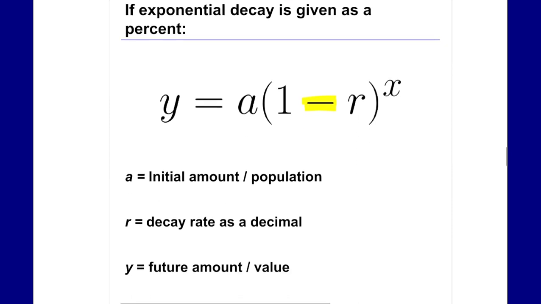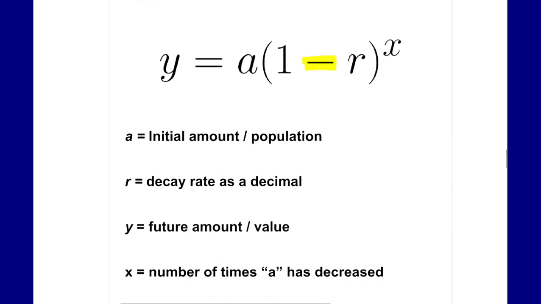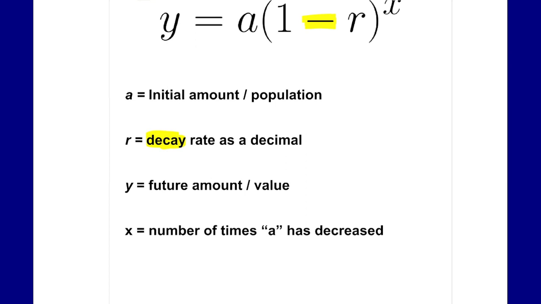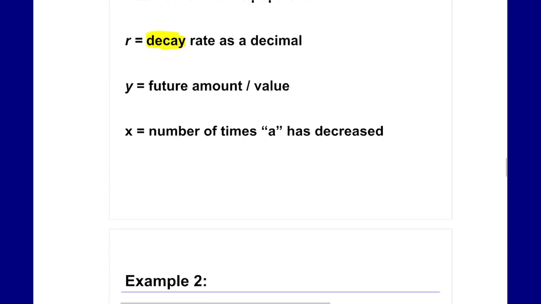A is still our initial amount or population. R is our decay rate as a decimal. Y is the future amount or value, and x is the number of times A has decreased. Right, so again, everything represents the same thing. The only key difference is that now it's a decay rate instead of a growth rate. So just how the question is going to be worded.